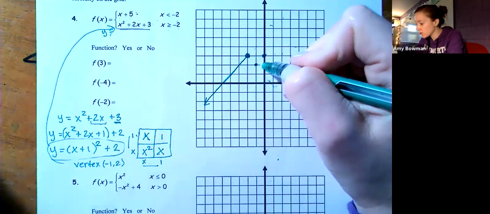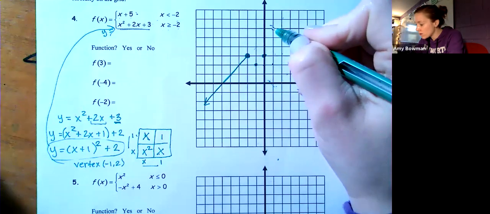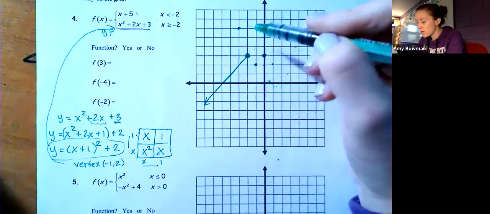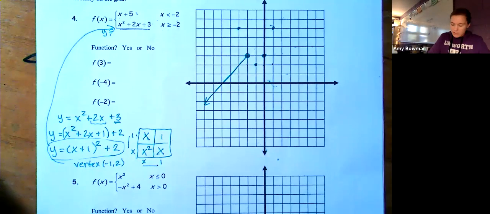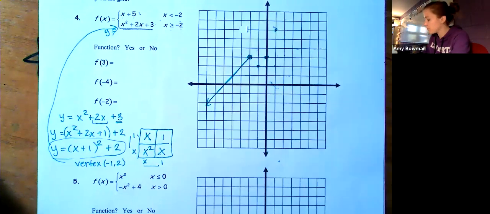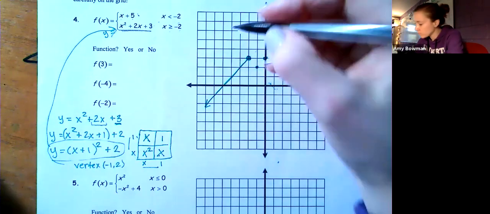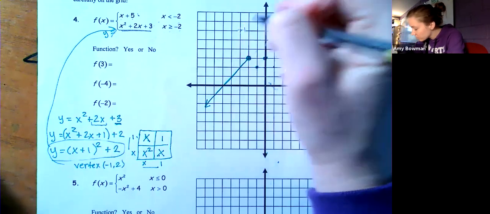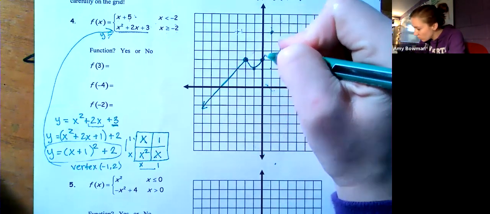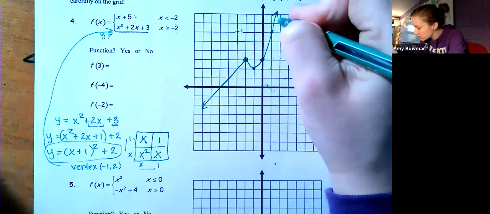Then I would go over 2, up 4 in both directions. Oops, no, I wouldn't go that one. Not that one right there, because then I'm already on that linear piece of it. Okay. So from there, this parabola would continue only in that direction to the right.